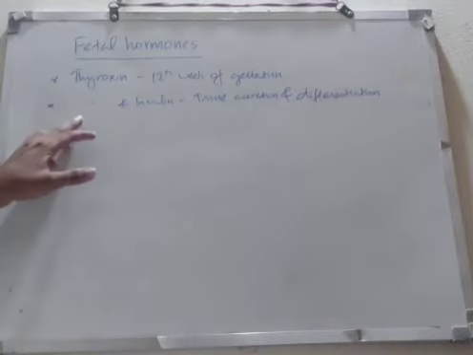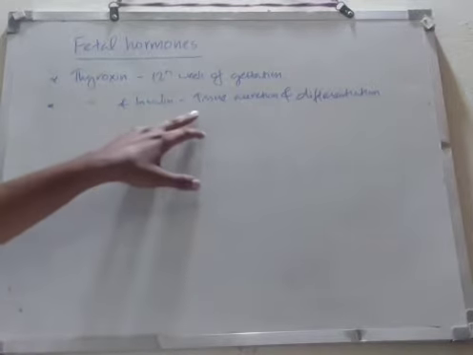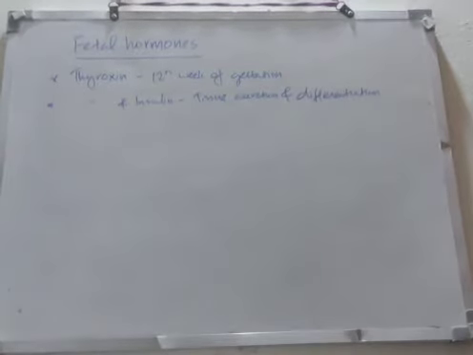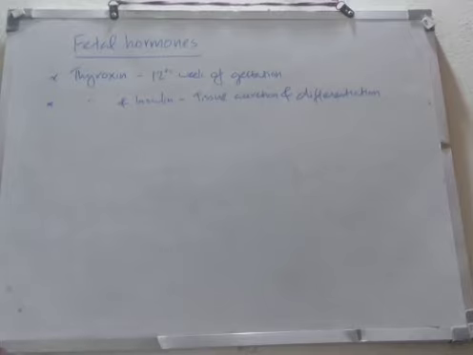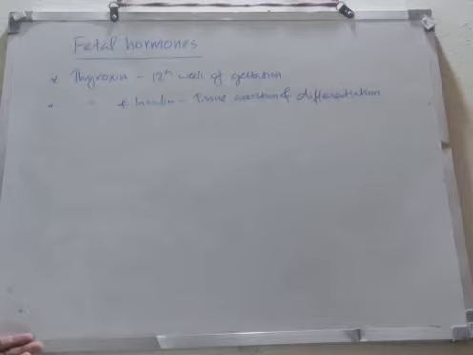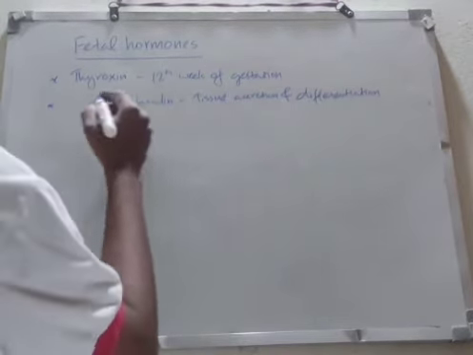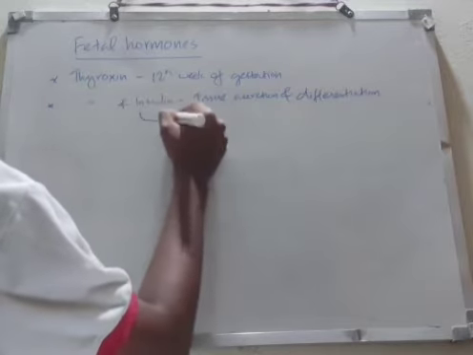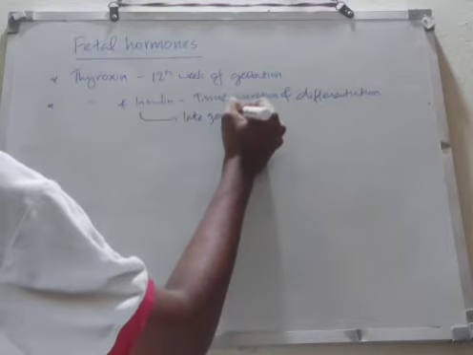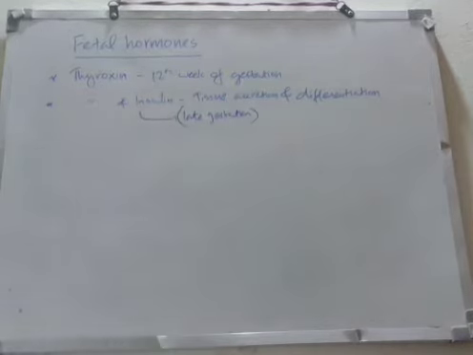So we said that thyroxine and insulin regulate tissue accretion and differentiation. Both these hormones are required for normal growth and development, particularly during the late gestation period. And glucocorticoids also play an important role.